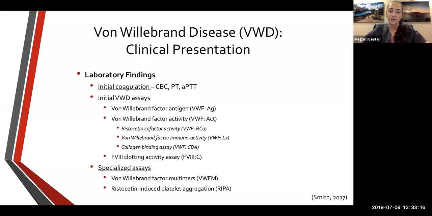So that's your initial panel that you're looking at after you get those coagulation studies back, to see what results with that assay. The specialized assays that are listed under that, the von Willebrand factor multimers and the ristocetin-induced platelet aggregation, are going to help you distinguish subtypes. So once you have results from the initial assays and you want to start differentiating subtypes, then you can do more of the specialized assays.